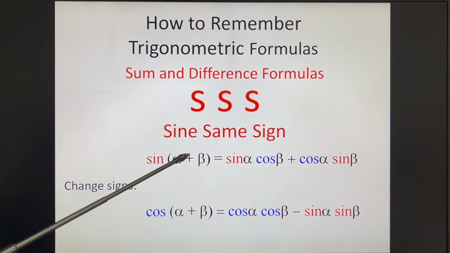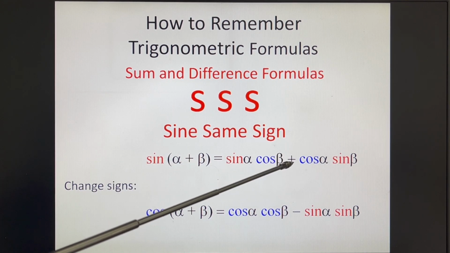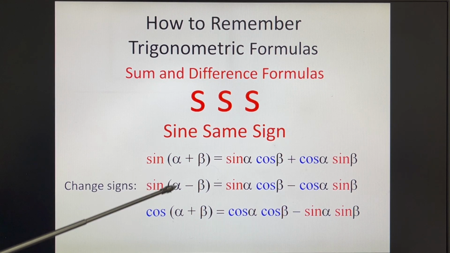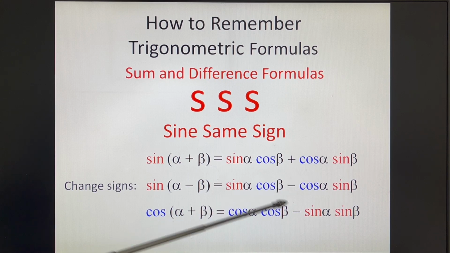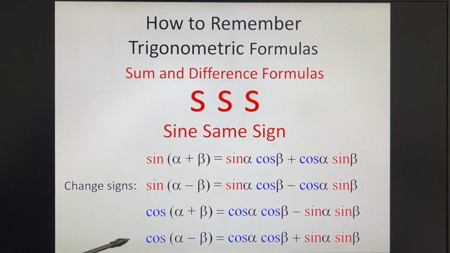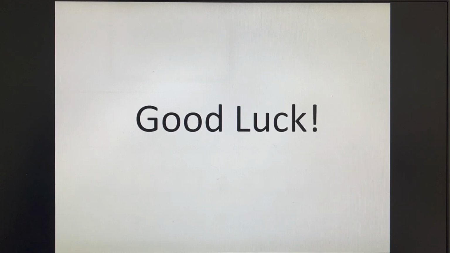Once we know this one, we change the sign. We change this sign to minus, I get sine alpha minus beta. We change this sign to minus, we change this sign to plus, we get cosine alpha minus beta. These 4 identities are the base ones I use to deduce the others. That's it. Thank you.